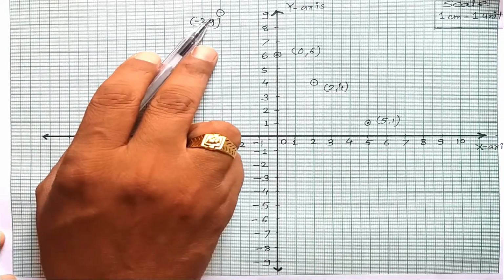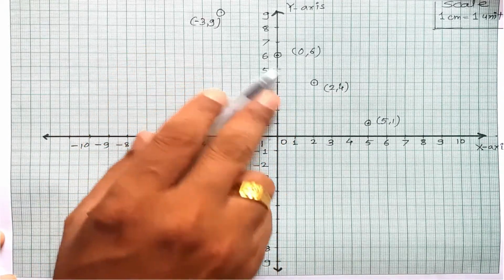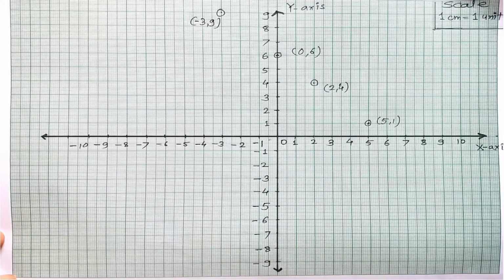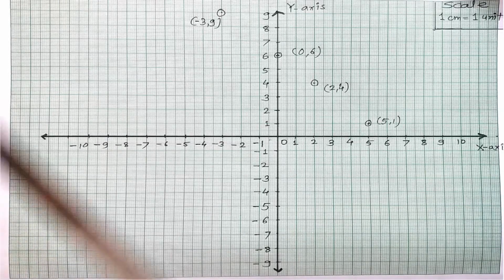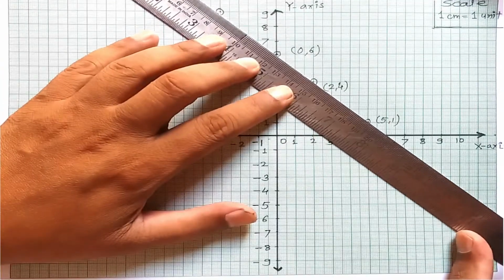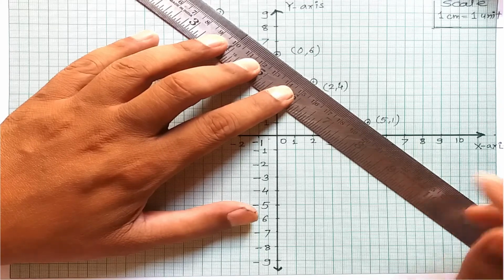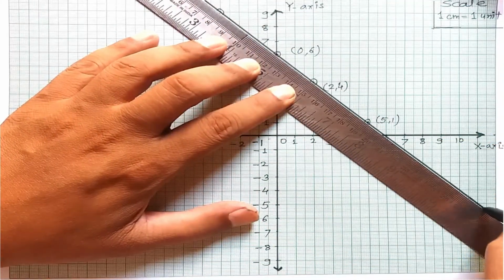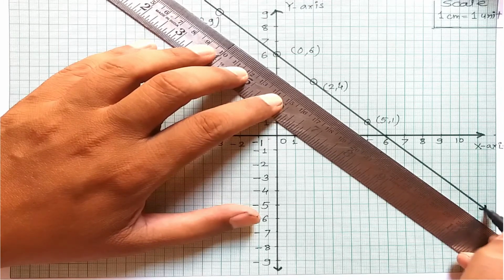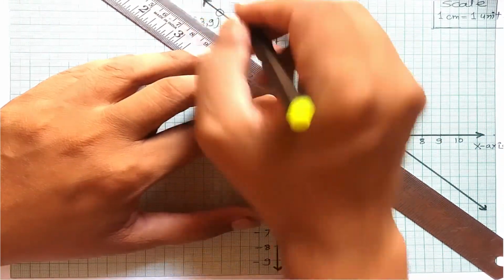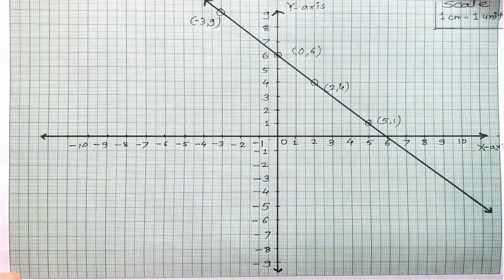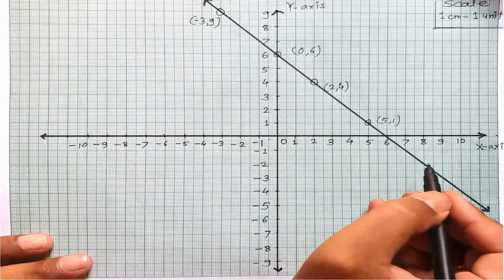Note that these points are always collinear points. So with the help of the ruler, draw the line. I am using a sketch pen here for better visibility, but in the exam this sketch pen is not allowed. You have to use the pencil. So in this way we completed the first line.